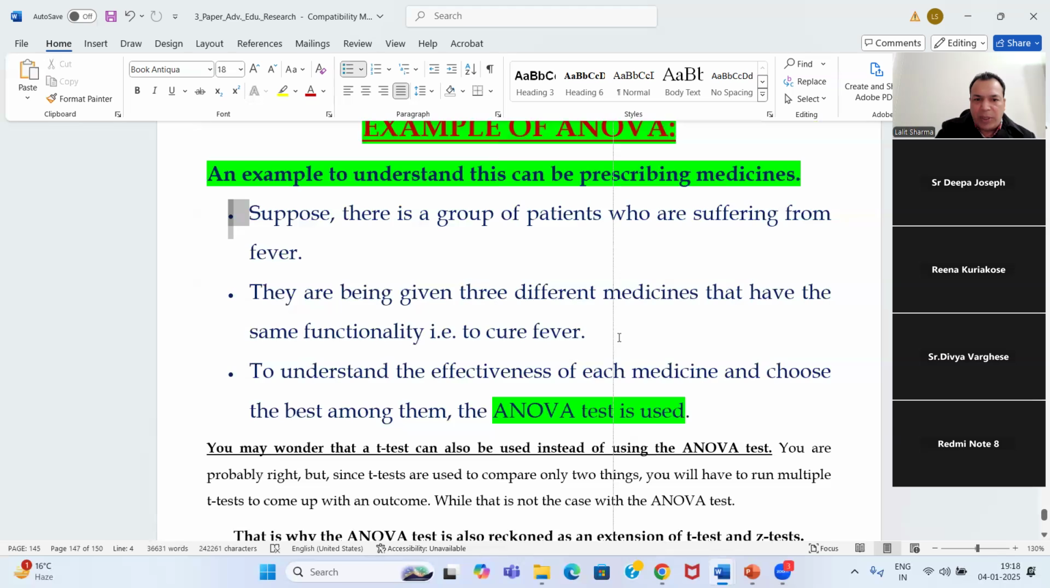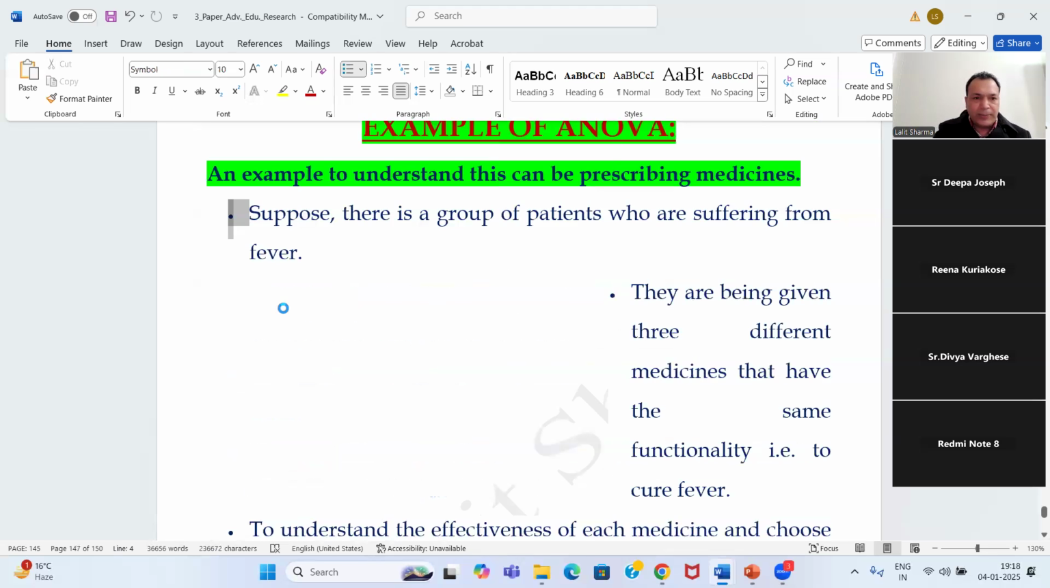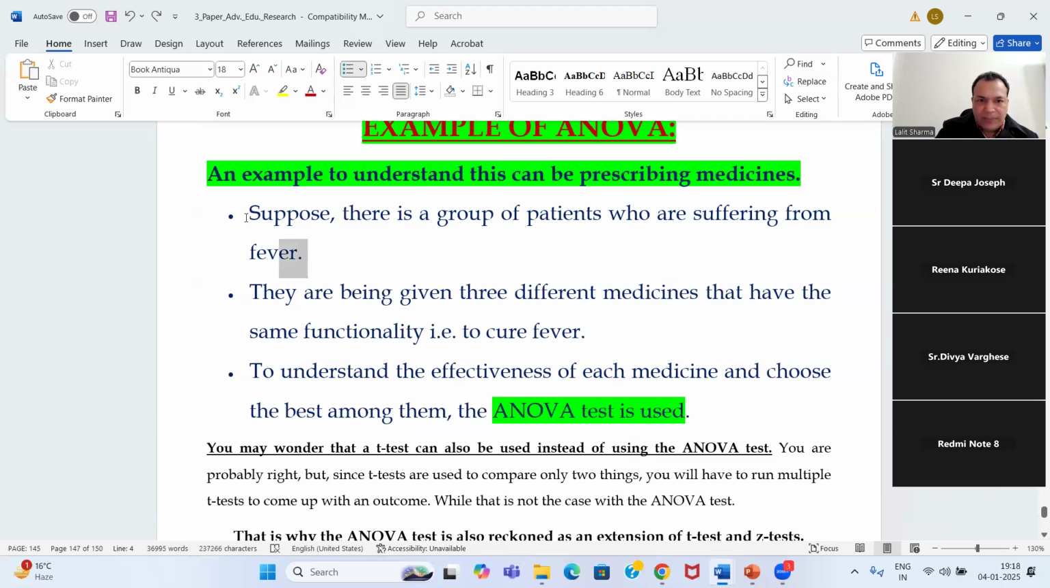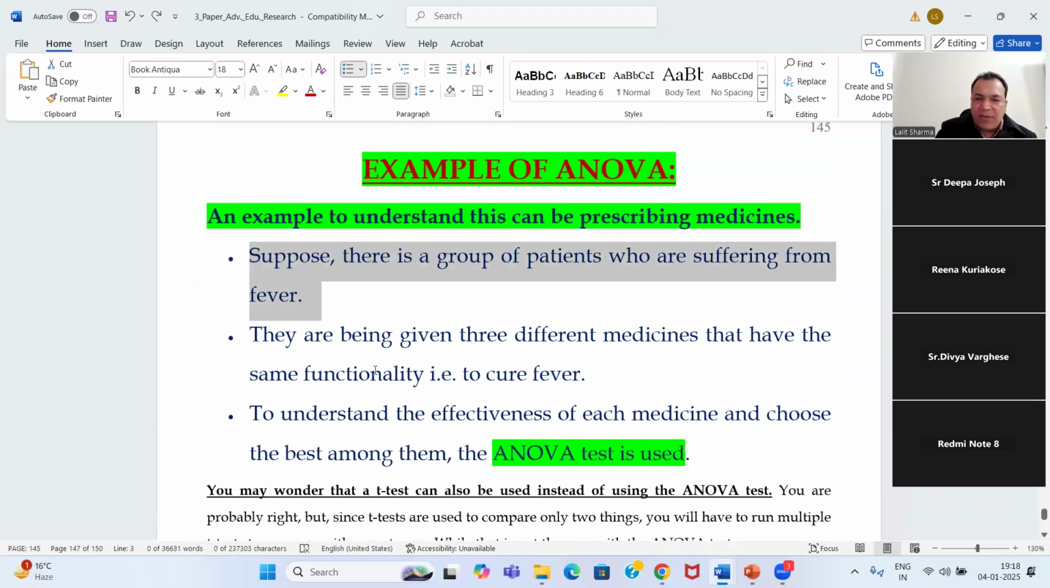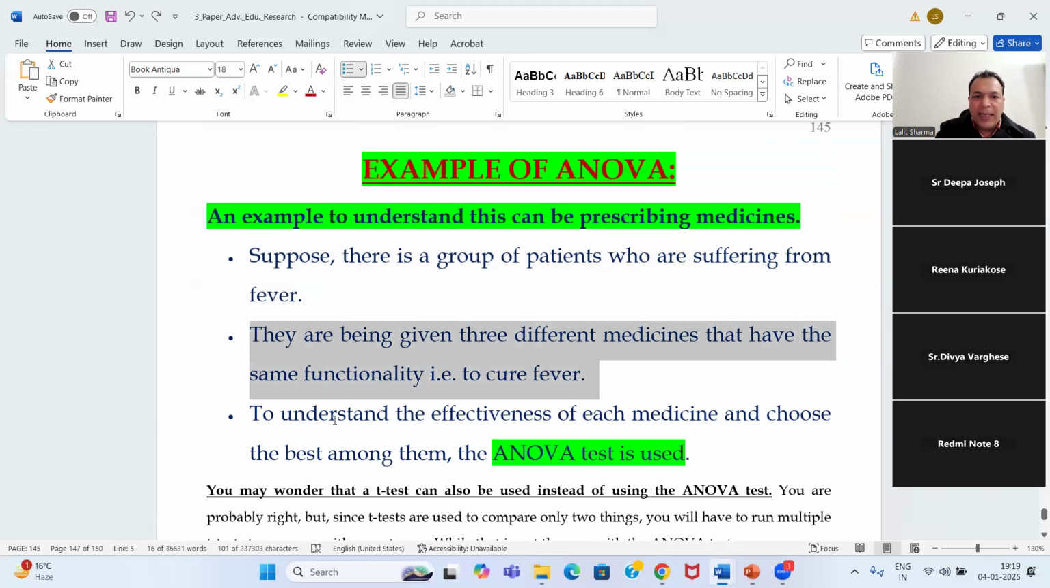Okay, see these three bullets. Okay, these three bullets, ये देखो first. We are understanding the ANOVA. First, suppose there is a group of patients who are suffering from fever, right? Second, देखो अब क्या होगा? वो जो ग्रुप है, that group is being given three different medicines. Three different medicines that have the same functionality to cure fever.